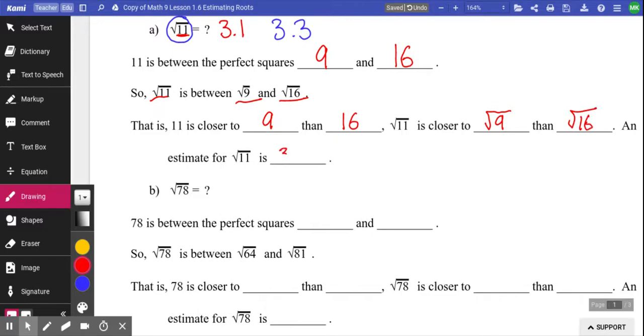And therefore, let's use 3.3 as our estimate then, because we know what it is. Therefore, the square root of 11 is 3.3, an estimate of the square root of 11. We know that's not the actual answer.